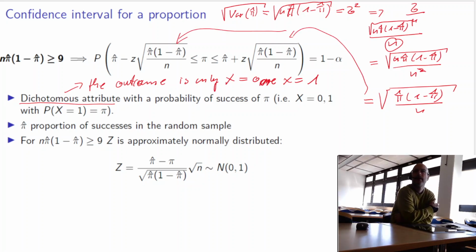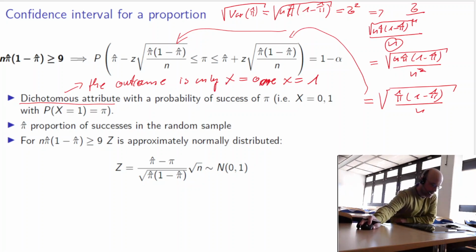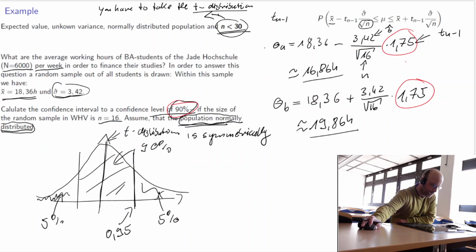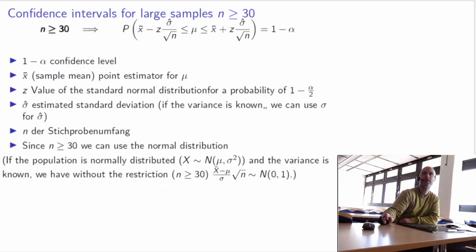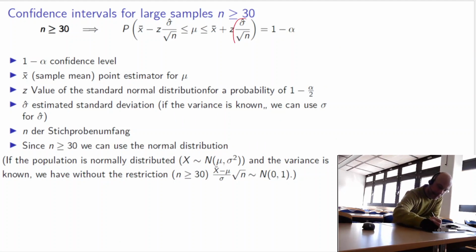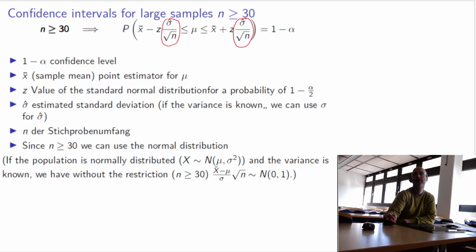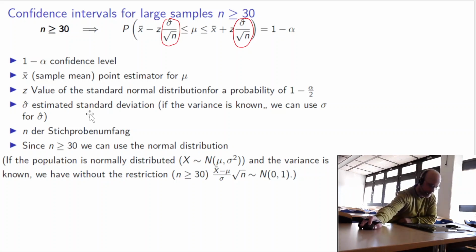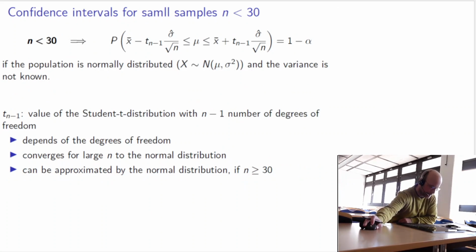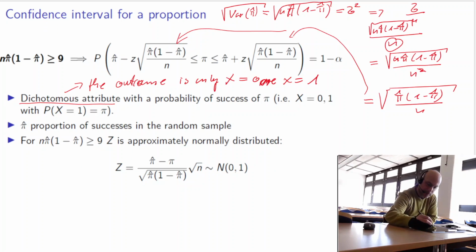So this, at first look, quite complicated formula, we just obtain from our confidence interval with a normally distributed parameter, and we are just inserting our standard deviation sigma hat.